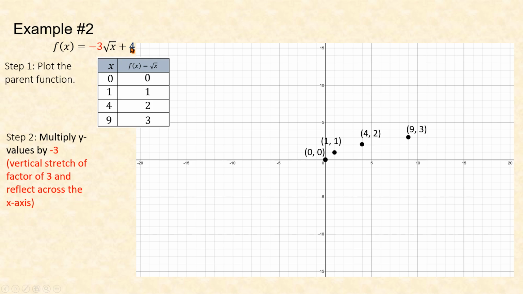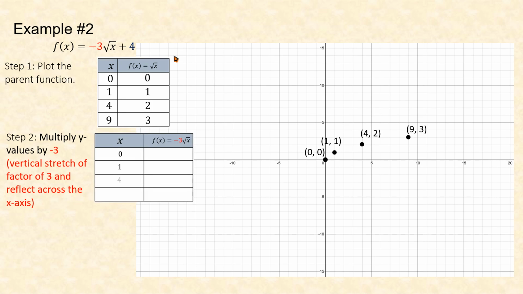Okay, and I do this before the 4 because the 4 goes last. The 4 is outside the radical sign, whereas earlier the 3 was under the radical. So you do the number under the radical first, then the number in front multiplies, and the number added in the back last. So what I do is I multiply the y values by -3. All my x values stay the same, and the y values are multiplied by -3. All those values multiplied by -3, and I get these values like 0, -3, -6, and -9.